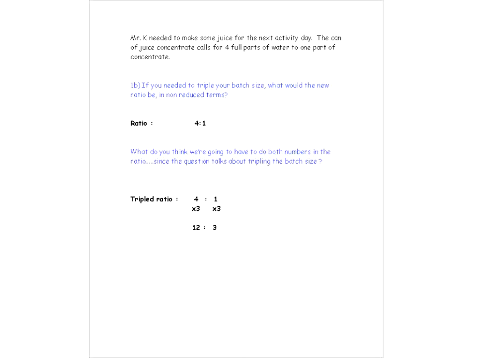Okay, well, what we're going to have to do is when you triple a number, that's times 3, right? So we're going to multiply the 4 times the 3 to get 12, and the 1 times 3 to get 3. So 12 to 3 is the ratio we're going to use if we're going to triple our batch size.